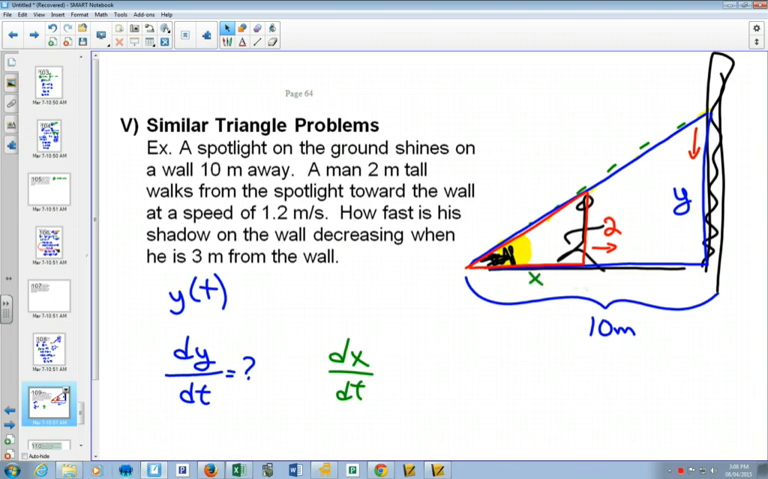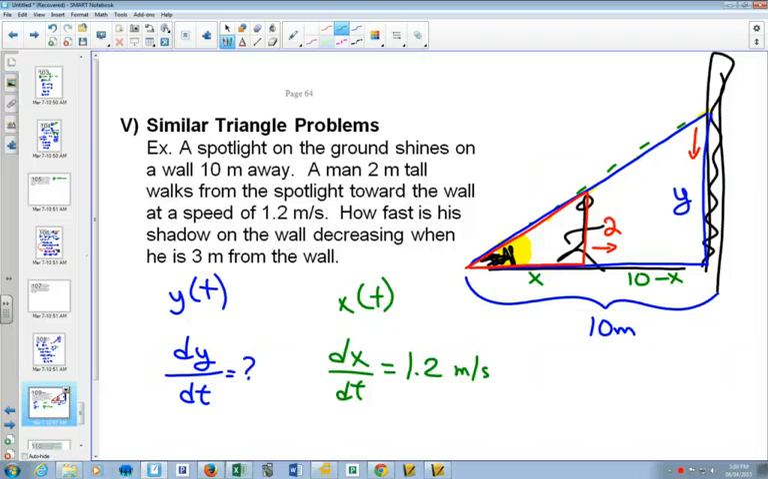If I have my x here, as he walks towards the wall, my x will be increasing. Then my dx/dt would be positive. So I'm going to keep it there because I like using positive numbers more than negative numbers. That makes this 10 minus x for that part. And my dx/dt will be a positive 1.2 meters per second, which tells us that x is also a function of time. We know nothing about the hypotenuse here, and we don't need to know anything about the hypotenuse.